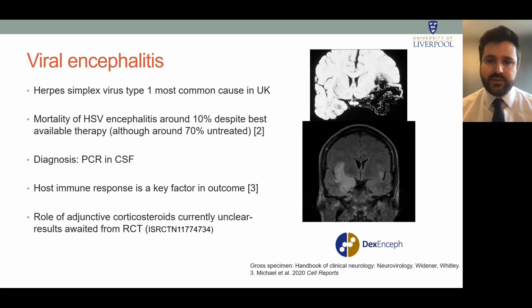So it's important to mount an adequate immune response against the virus. But if you end up with an overzealous immune response, this can cause tissue damage in its own right. And this has led to our randomized controlled trial of adjunctive dexamethasone in HSV encephalitis, which is called DEX-ENCEPH. And the results of that are due to be reported soon.